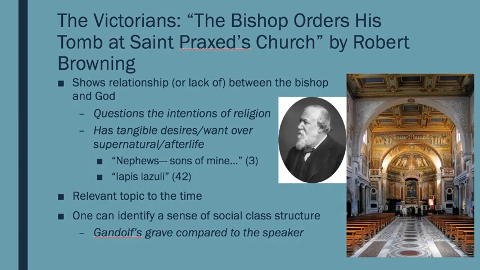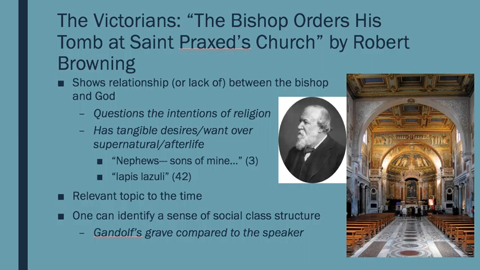So the poem we're going to be looking at is entitled "The Bishop's Orders." The bishop orders his tomb at St. Praxed's Church. We see a portrait of Robert Browning there, and we actually see a picture of St. Praxed's Church. It's a beautiful church, a beautiful cathedral. So this gives you an image of where this poem is being placed.